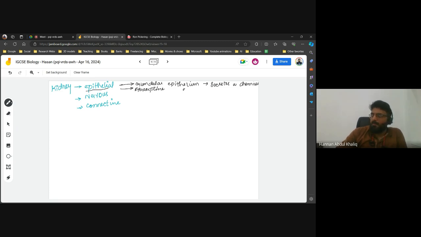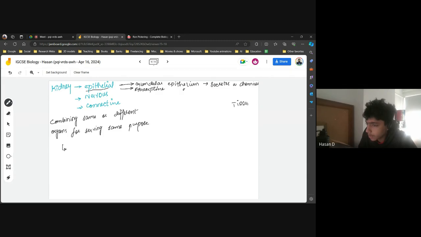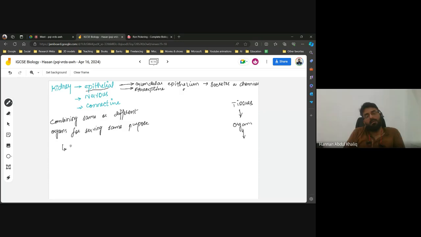So saying it overall, when you combine different tissues for the same purpose, it becomes an organ, and the same principle would be used here. Combining same or different organs for serving the same purpose. What should we name it? What would that make? That would make an organ system.